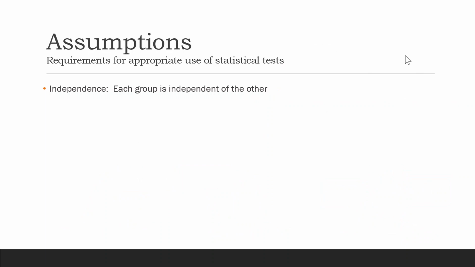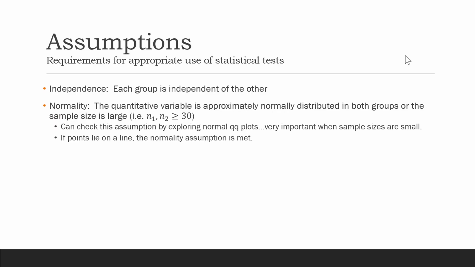When it comes to hypothesis tests, assumptions are requirements that must be met for us to really truly believe the results of our hypothesis test. So I have requirements for appropriate use of statistical tests. One of the first requirements is that we need independence. We should not be using the independent samples t-test if we don't have independence. That means the individuals in the first group should not be related to individuals in the second group. If they are related, there are other methods that we must use, and we're going to develop some of those methods later.